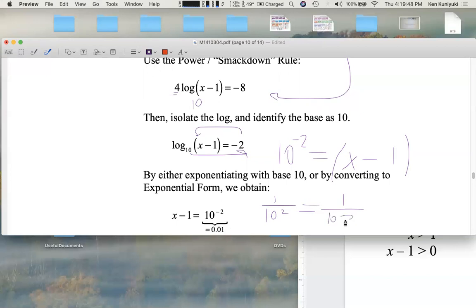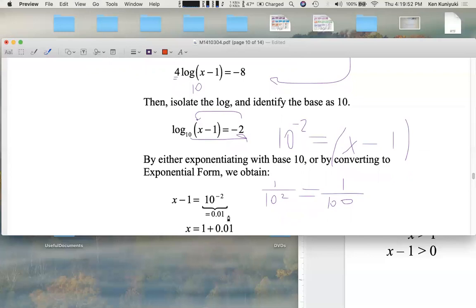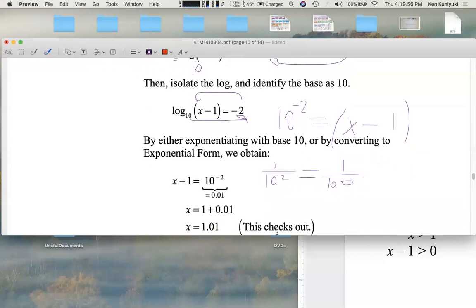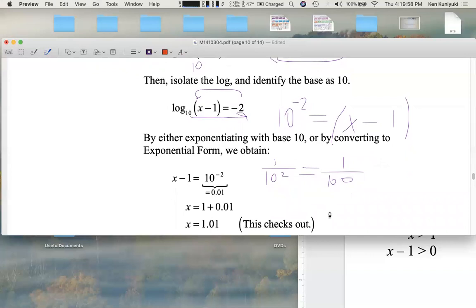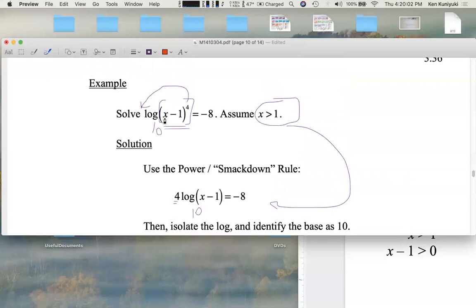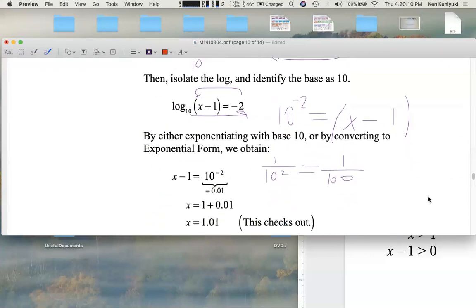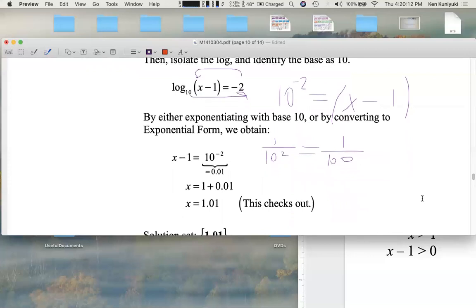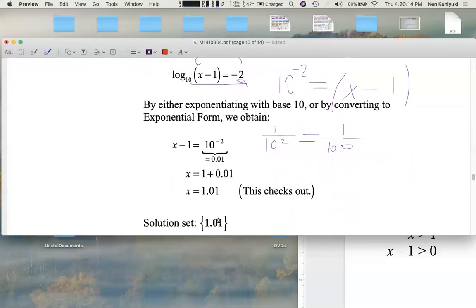Okay, the decimal turns out to be easier to manage here. Add 1 to both sides, and we get x equals 1.01. This does turn out to check out. If you plug 1.01 into the original, all of this stays positive. Given the fourth power, that wasn't hard to do. All right, this checks out. It's our sole solution. Our solution set is so.